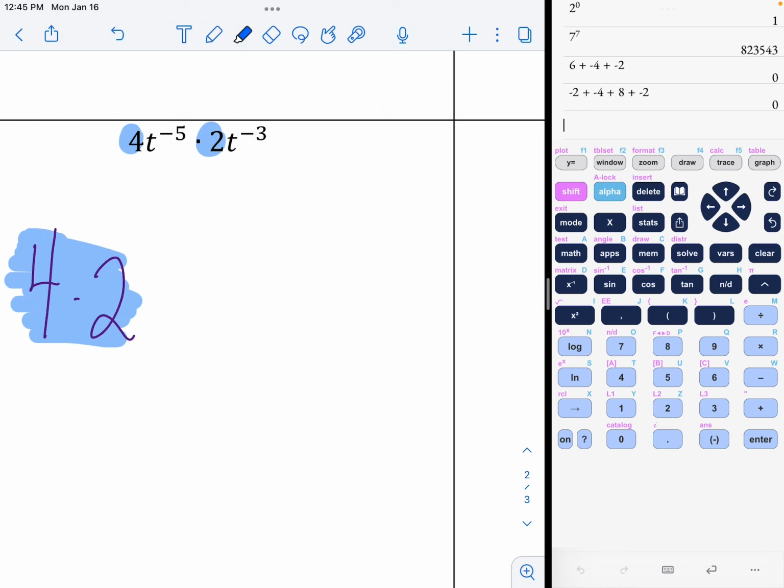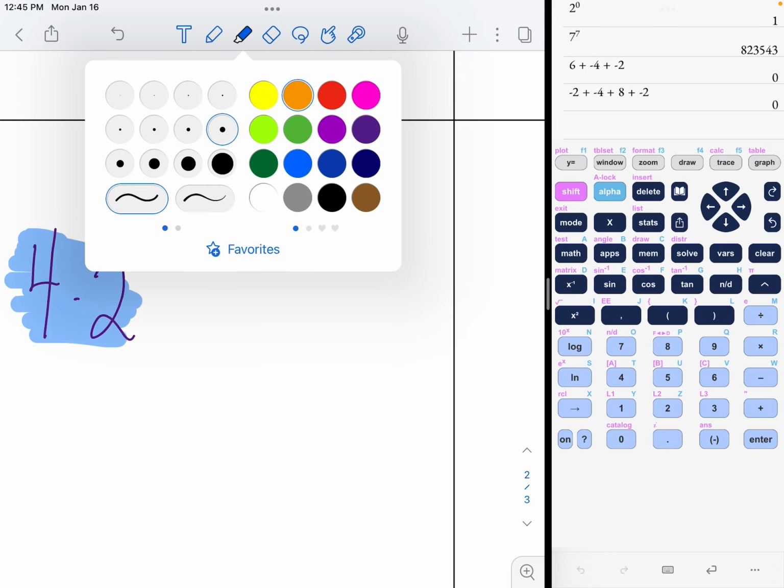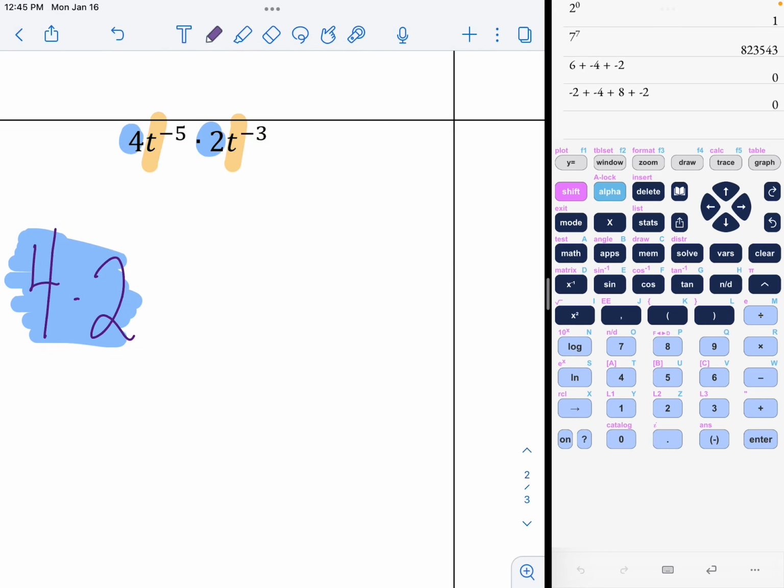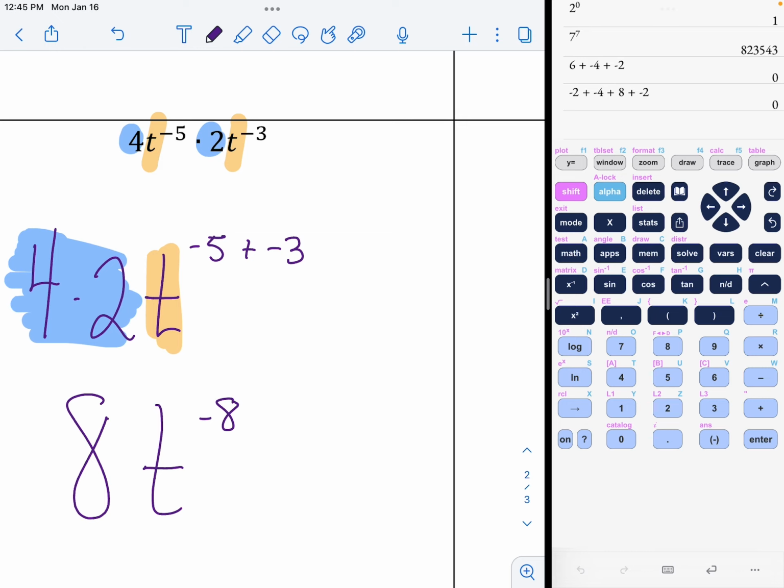So there's my coefficients. Now I have a common base. I'll do my common base of t like this. So there's my common base of t. I'll highlight it so you can see the colors. Now I need to take my -5 and add my -3. So 4 times 2 makes 8, and -5 with -3 makes -8.